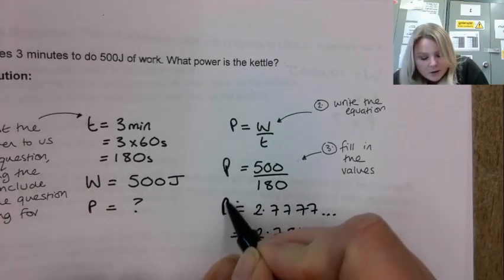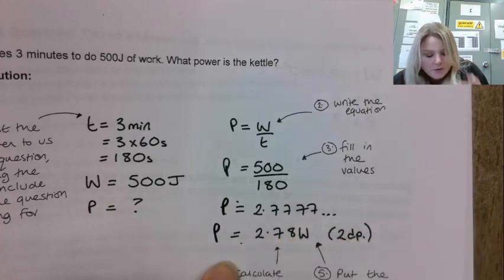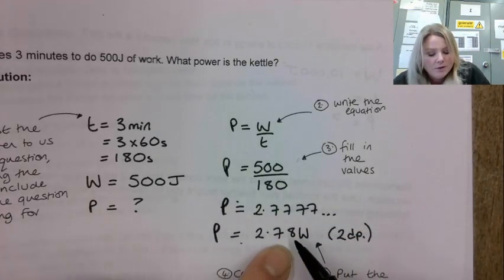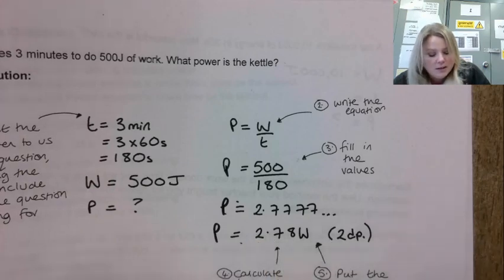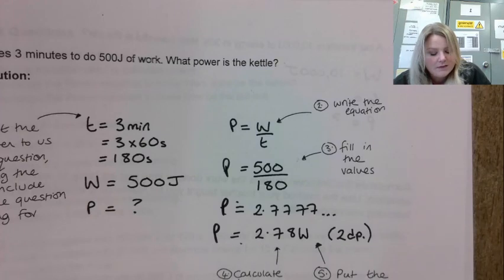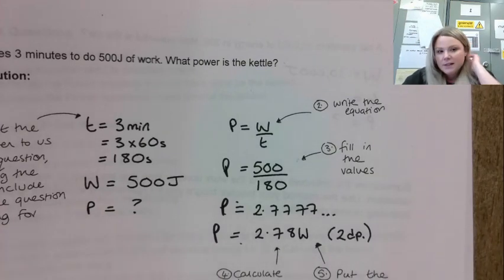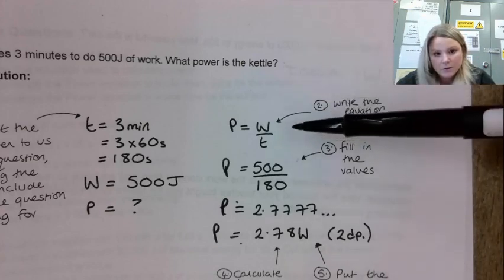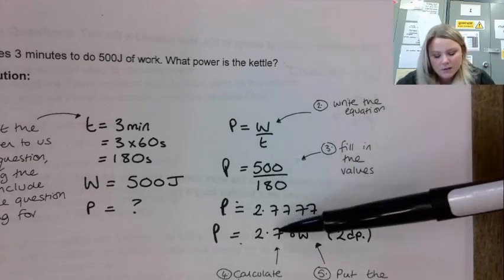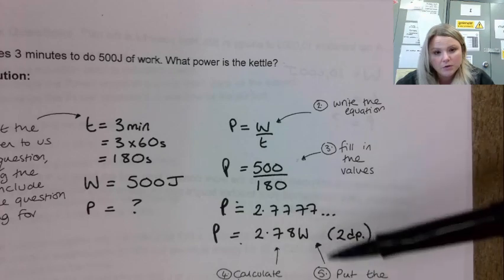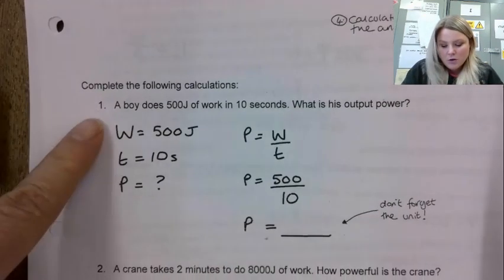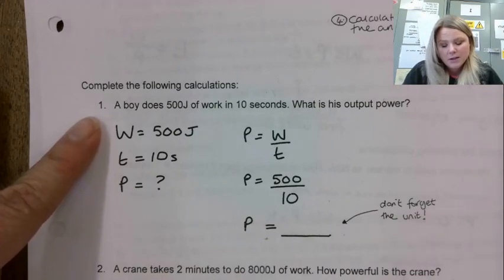So again, I could have done my P in there. So power equals, and I've just rounded it, you can see here, to 2 decimal places. So I've rounded up to 2.78, and then I've put my unit on of a watt. So power is 2.78 watts. So every single time you're doing your working out, that's the stages that you do. You write out your equation, you fill in your values, you give your answer, and then you put your unit on it.